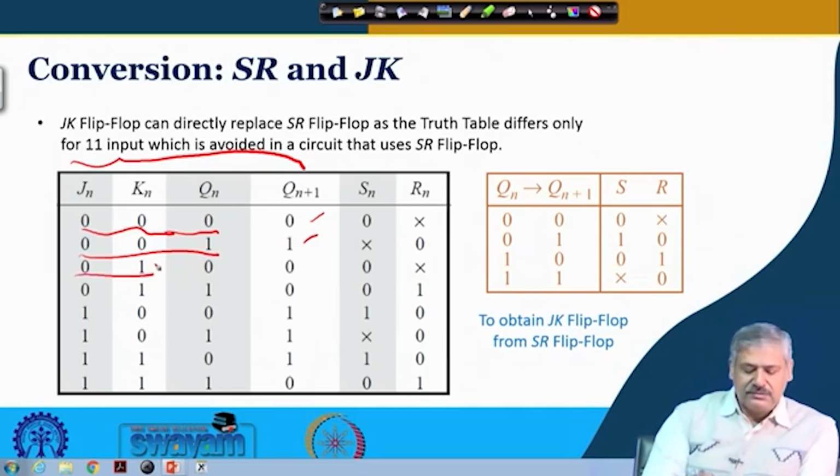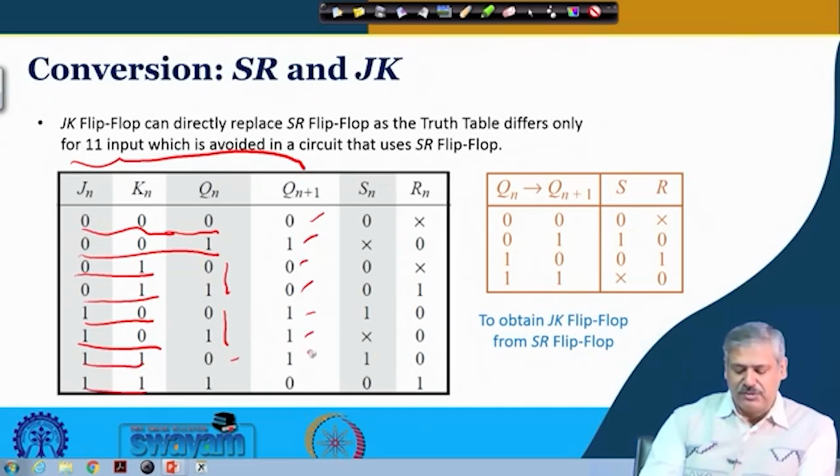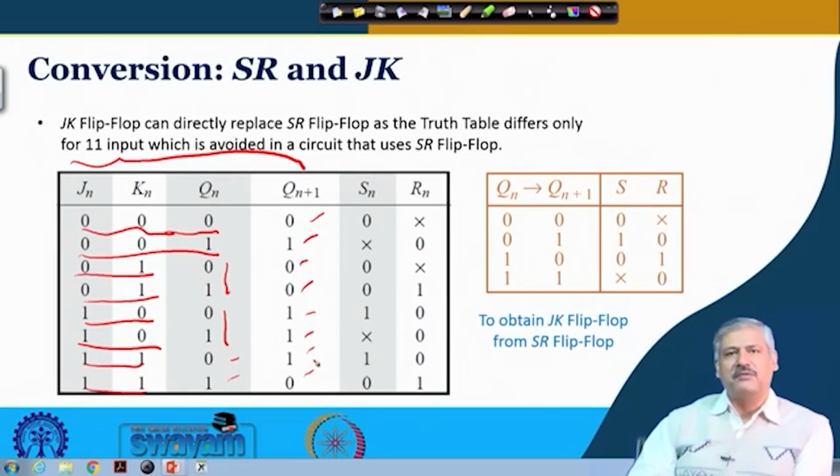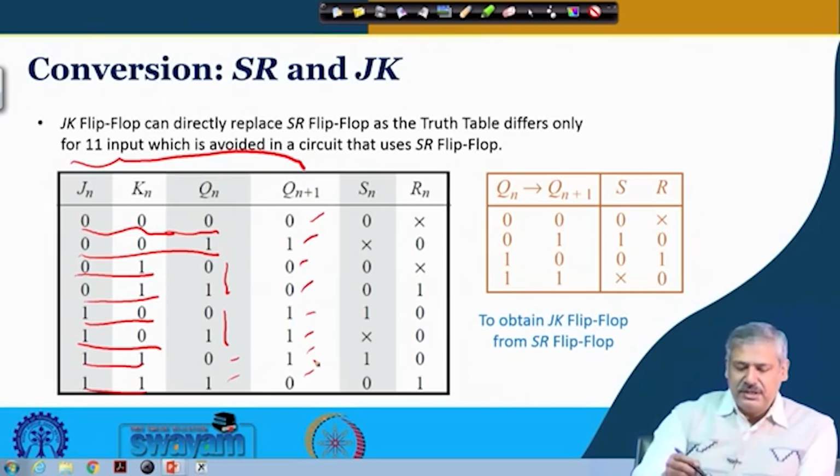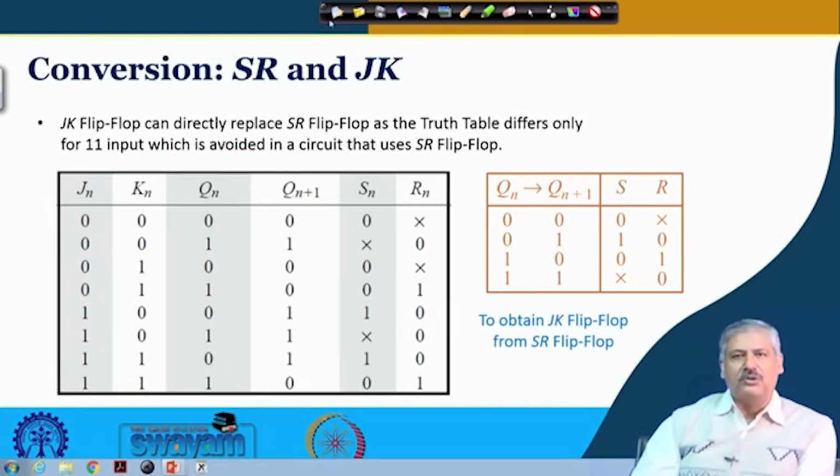For 0 1, irrespective of Qn, the next value is 0. For 1 0, irrespective of Qn, it is 1. And when it is 1 1, it toggles: 0 becomes 1, 1 becomes 0. This we are already familiar with. Now, in each of these cases, for the SR flip-flop being used for the design, what should be present at its input? That we figure out.